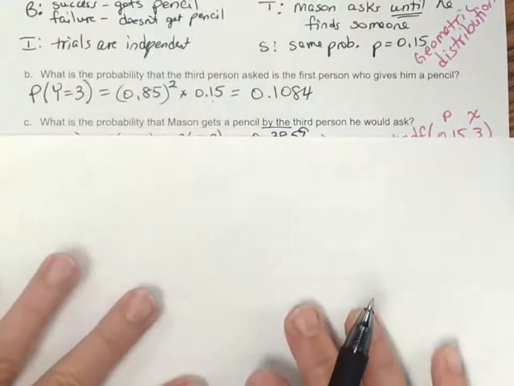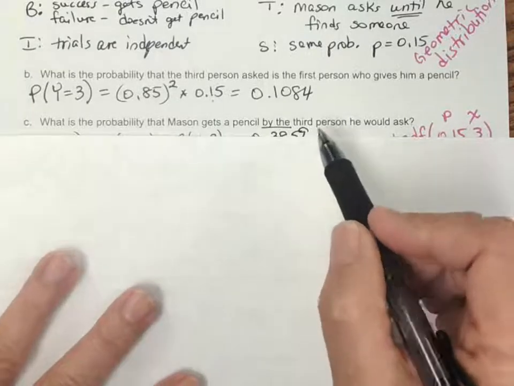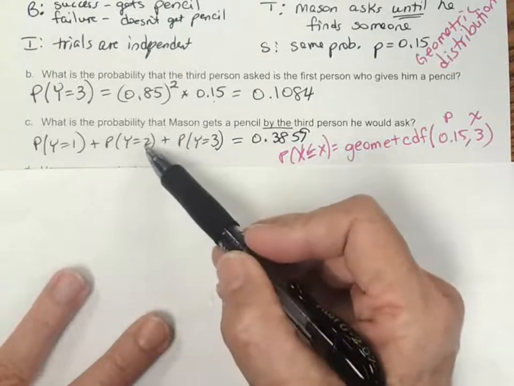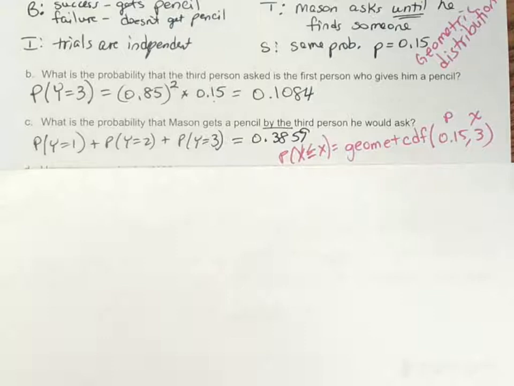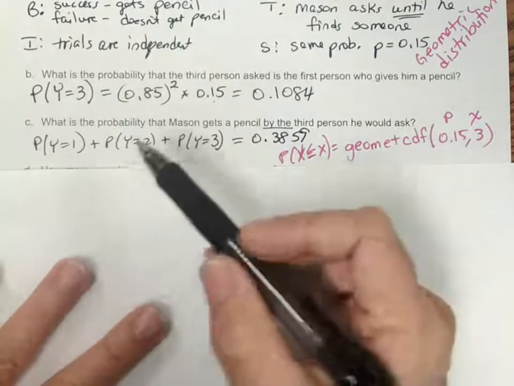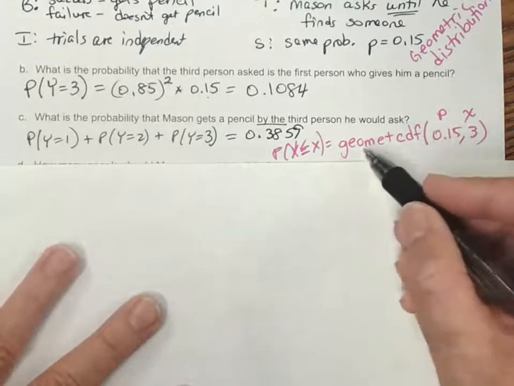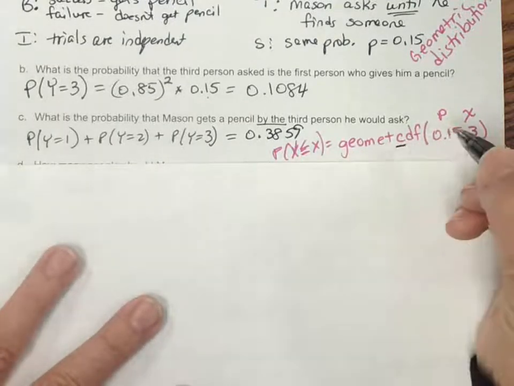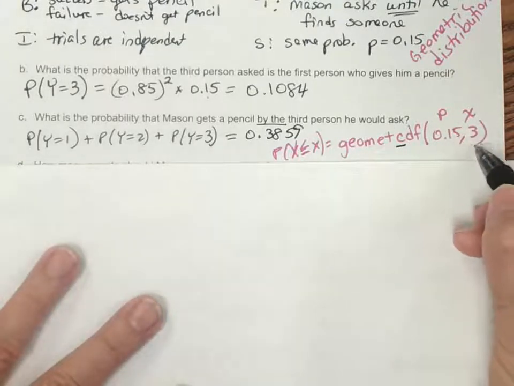What is the probability that he gets a pencil by the third person? So this means I've got to look at the probability he gets it on the first person he asks, plus the probability he gets it on the second person he asks, and the probability of the third person. So I want to add those together. And there is another option on the calculator, geometric CDF. And again, the C stands for cumulative. I want everything up to and including that X value.